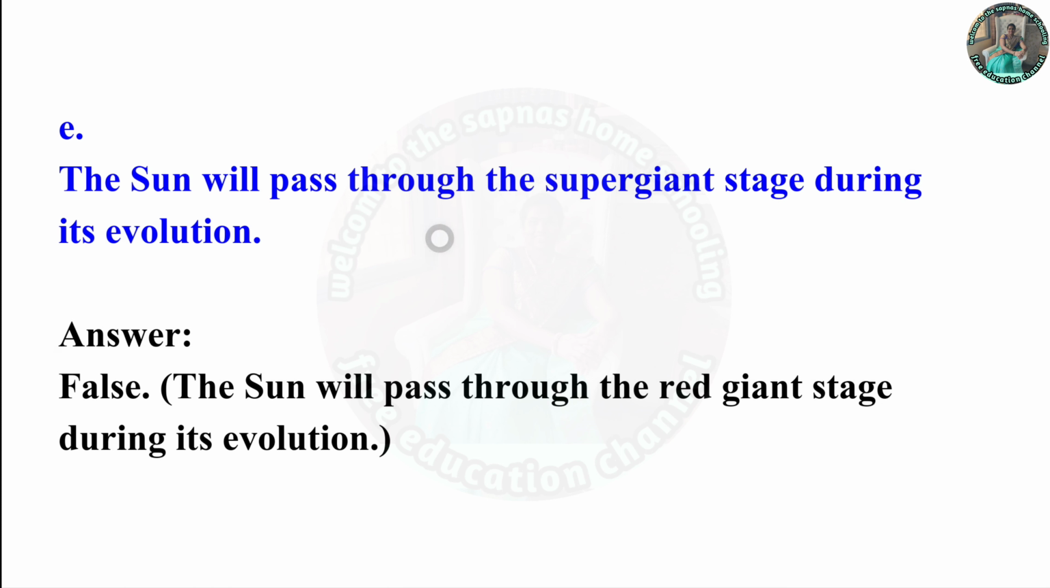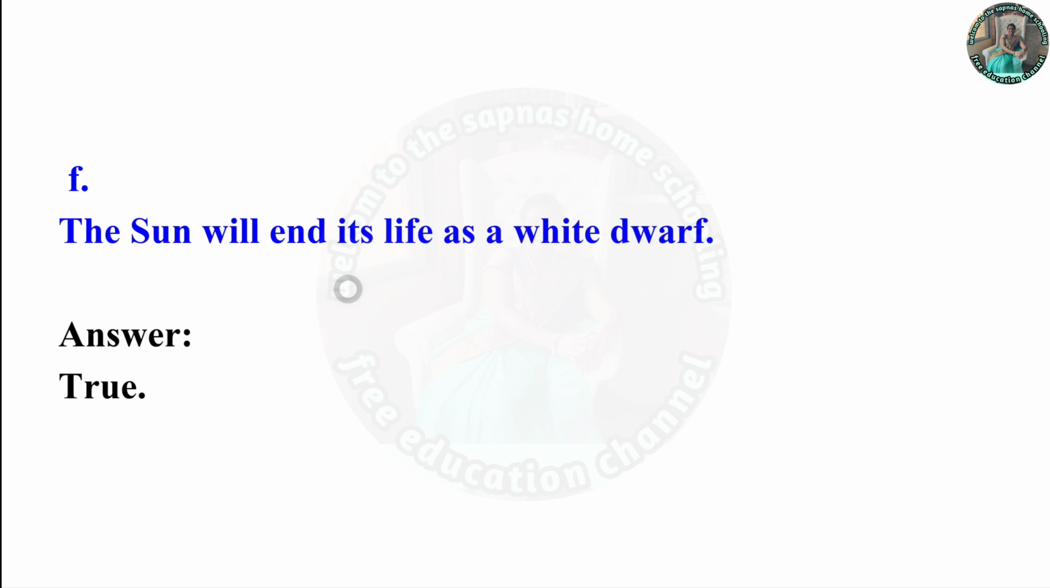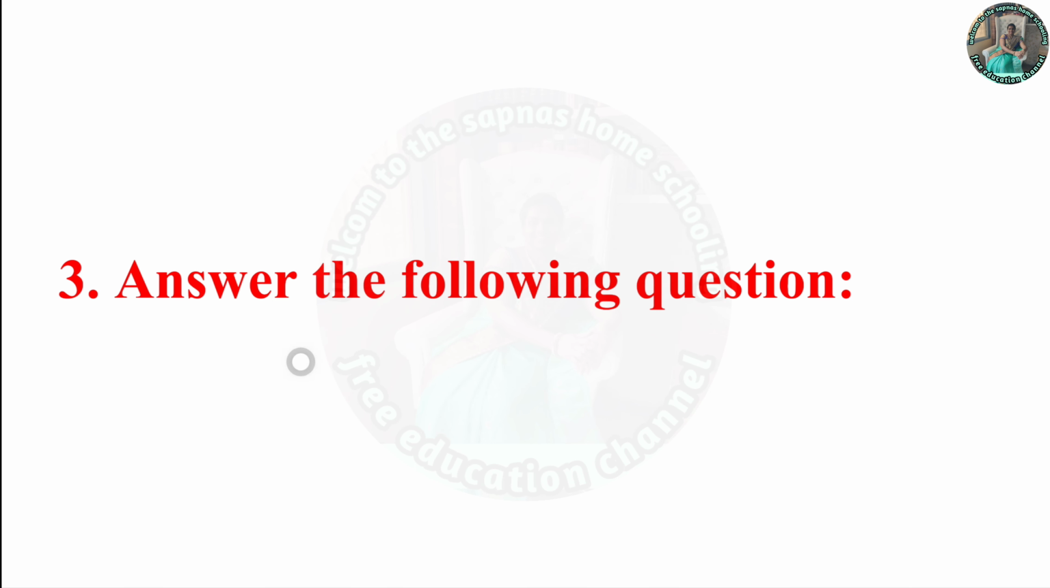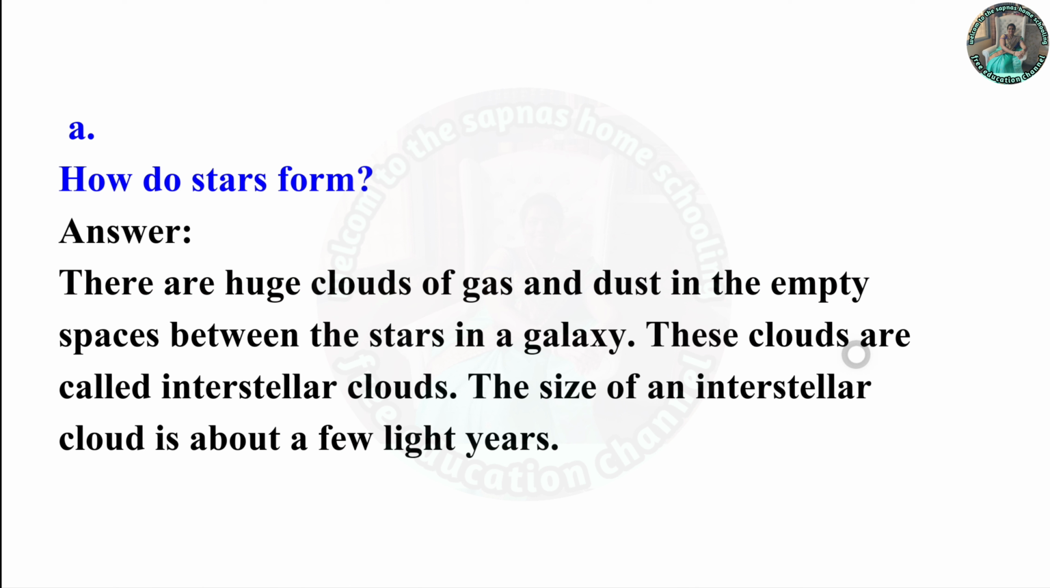The sun will pass through the supergiant stage during its evolution. False. The sun will pass through the red giant stage during its evolution. The sun will end its life as a white dwarf. True. Answer the following question.